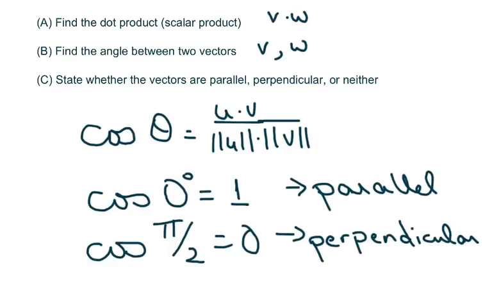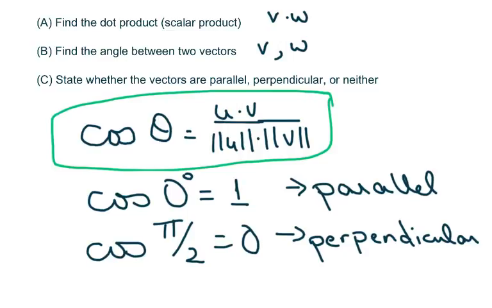Hi everyone, we're going to do three things to vectors. We're going to find the dot product, which is fairly easy. That's why I'm combining it with parts B and C. In B, we're going to find the angle between two vectors. This is this formula here. It stems from the law of cosines.